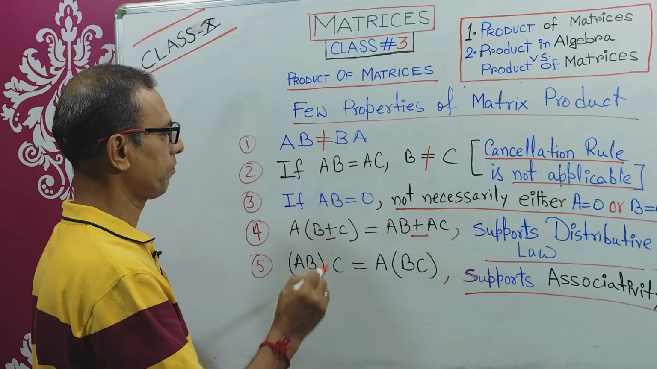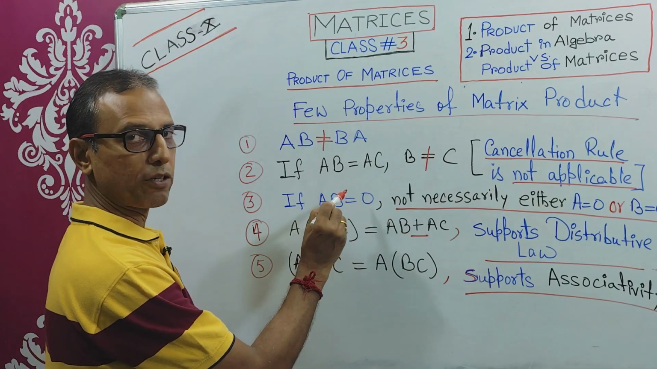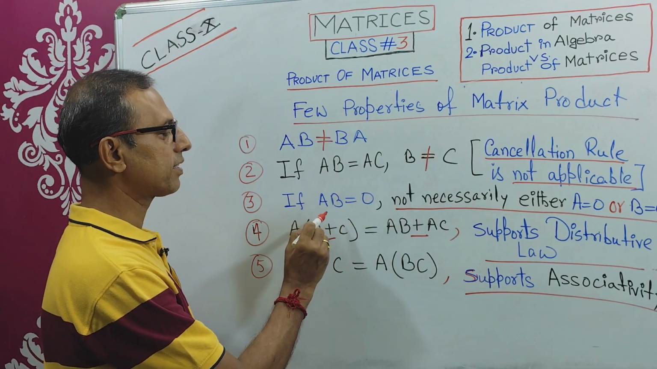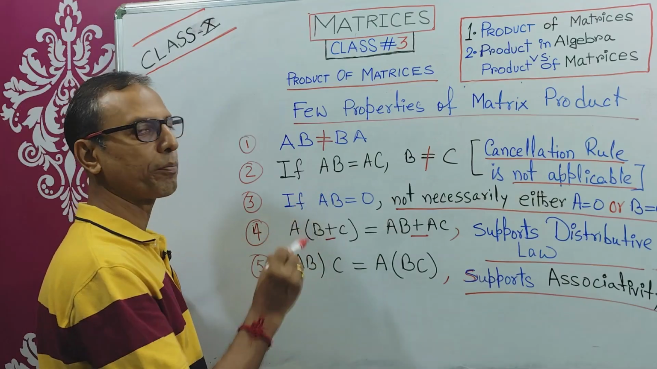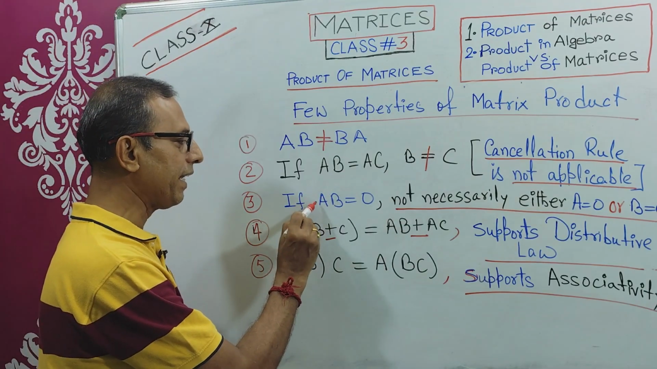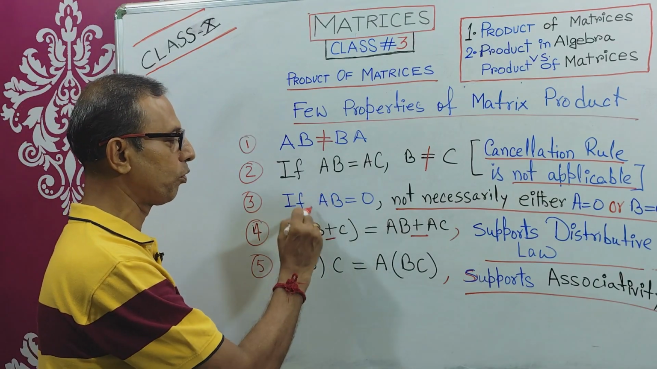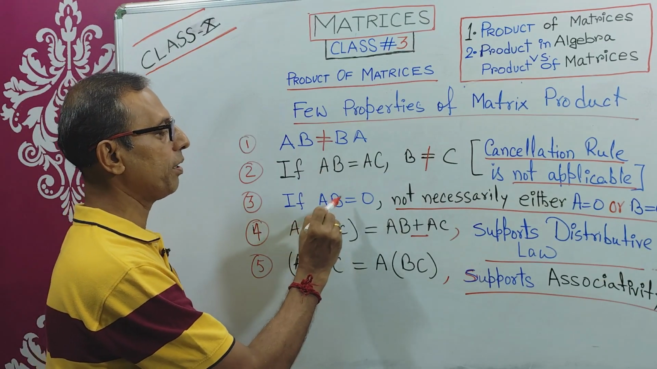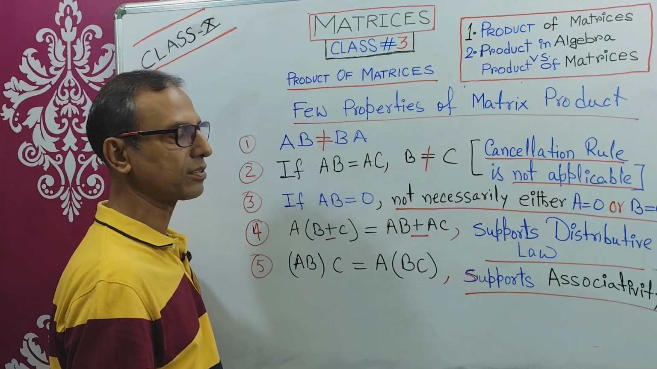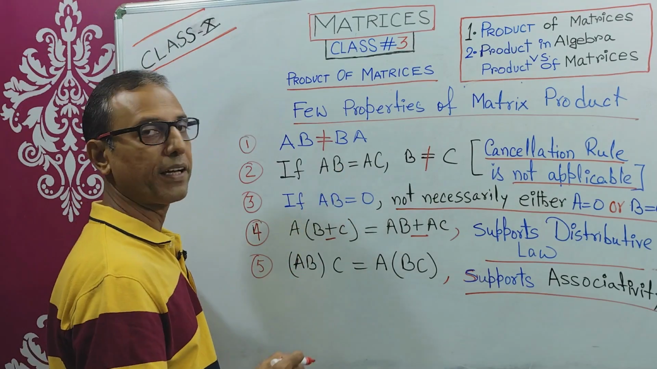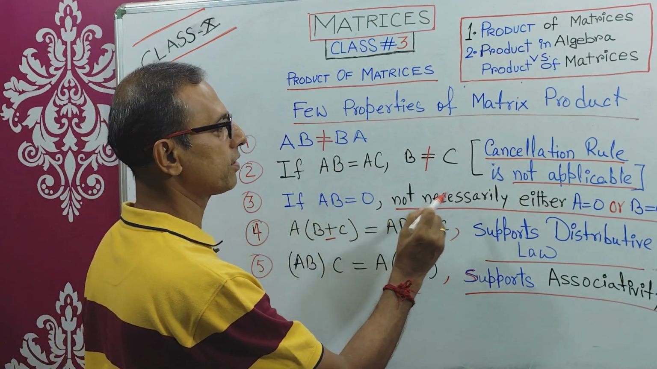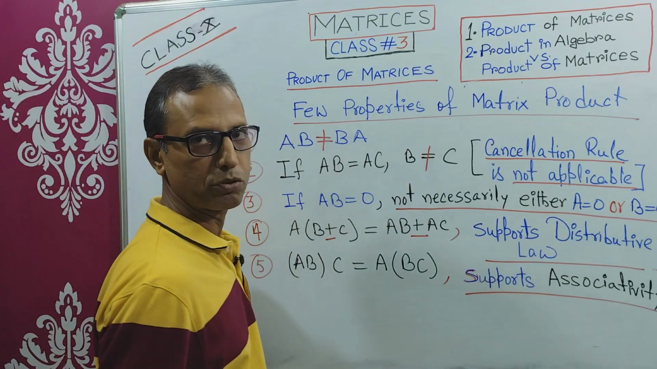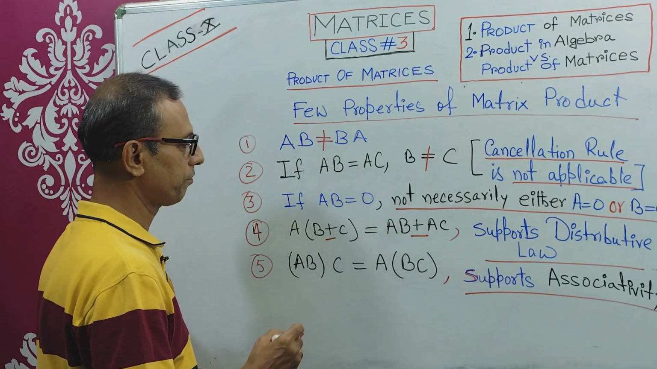Maybe, may not be. If AB equals 0 according to algebra, then obviously at least A equals 0 or B equals 0. So either one of them has to be 0, they cannot both be non-zero, according to algebra. But in matrix, even though AB equals 0, the product of two matrices returning a null matrix, it is not necessarily that either A equals 0 or B equals 0. I have proven that already.